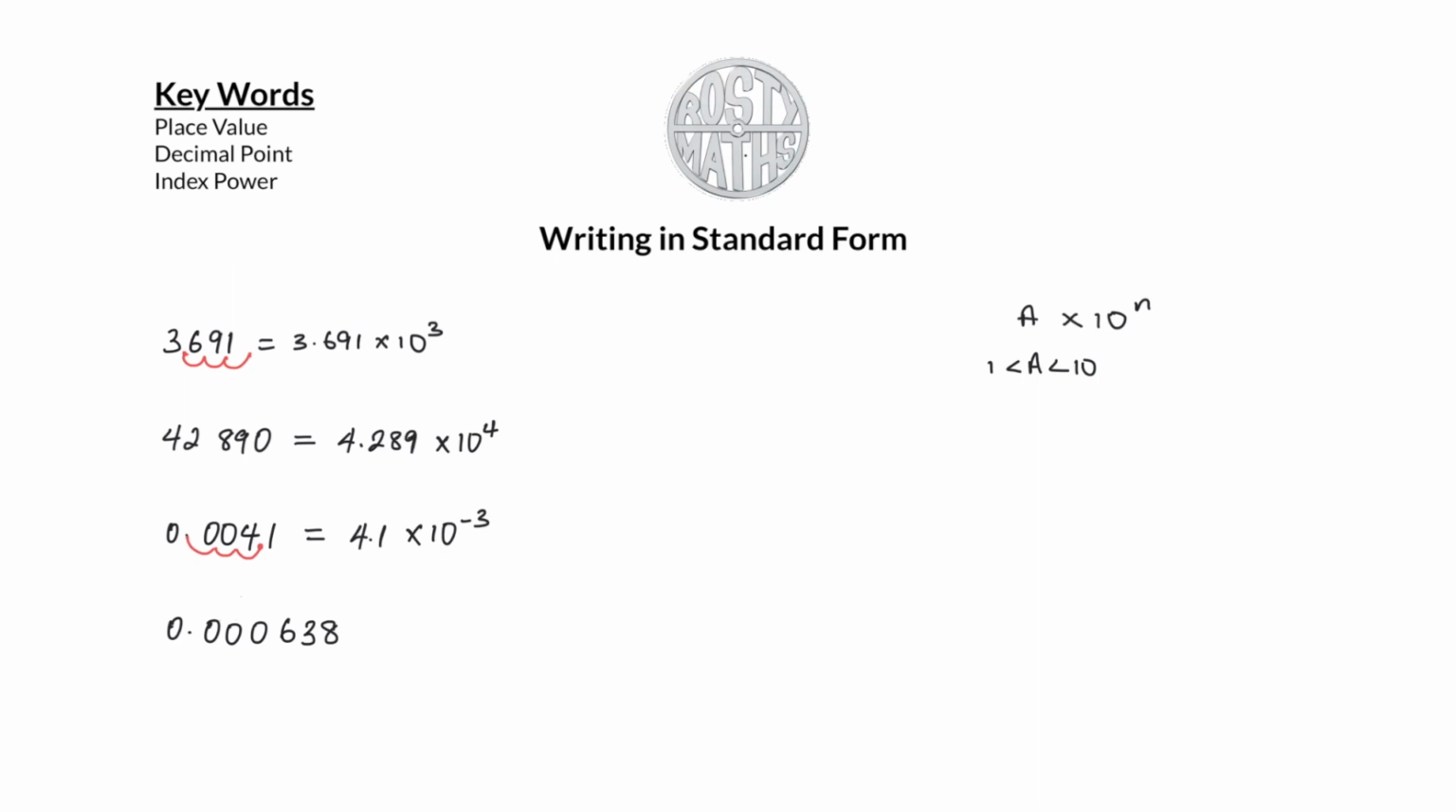All right, let's finish this up now with this last question. So we need to move 1, 2, 3, 4. We stop here at 6.38. So this becomes 6.38 times 10 to the power negative 4. Again, because this number was getting smaller.